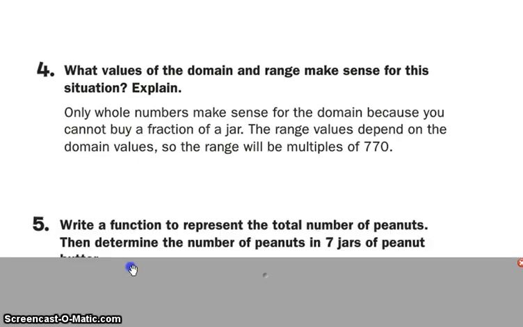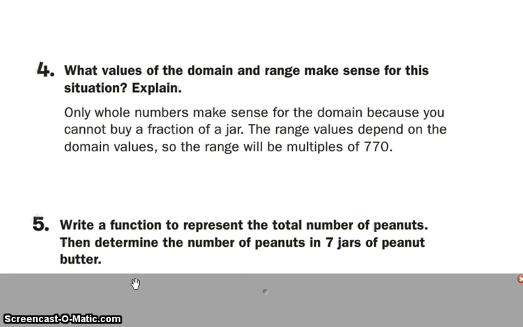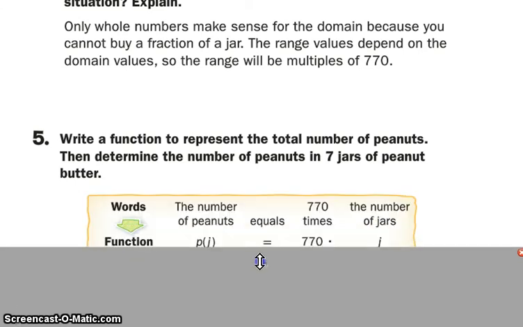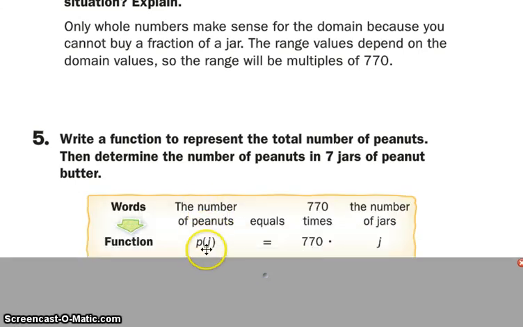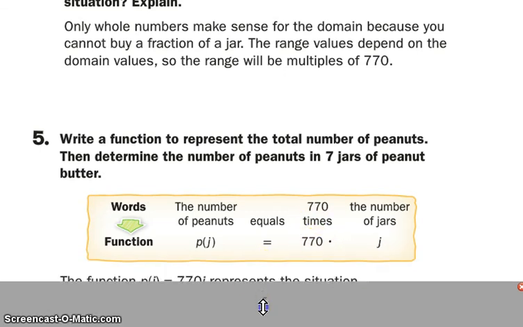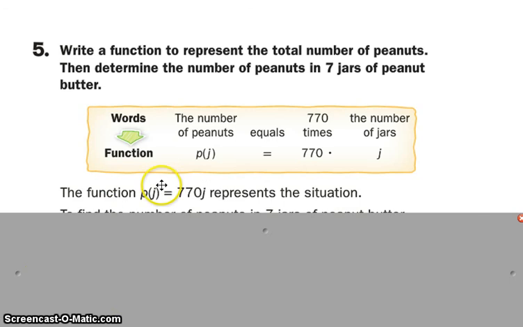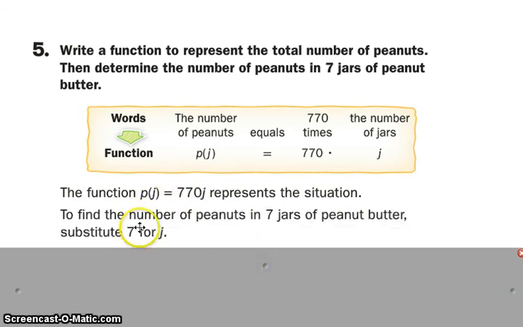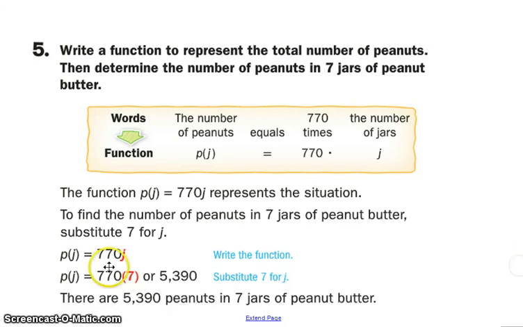And let's look at number 5. Write a function to represent the total number of peanuts. Then determine the number of peanuts in 7 jars of peanut butter. Well, let's take a look at what they give us. Okay, we know the number of peanuts, which is P of J, equals 770 times the number of jars. There's 770 peanuts in one jar. So there's your function. There's your equation written in function notation. To find the number of peanuts in 7 jars of peanut butter, let's substitute 7 for J. Okay, so 770 times 7 is 5,390 peanuts. Okay.